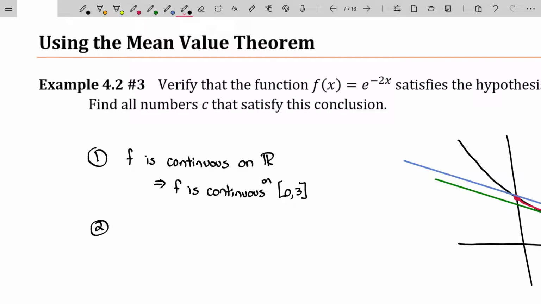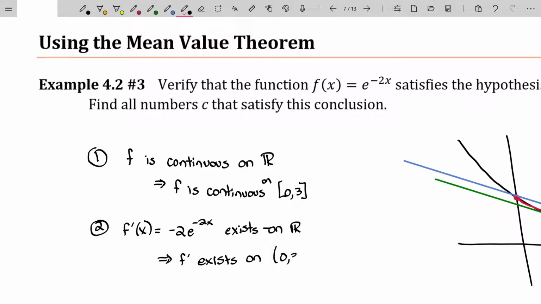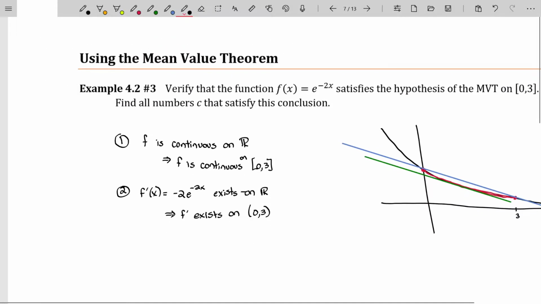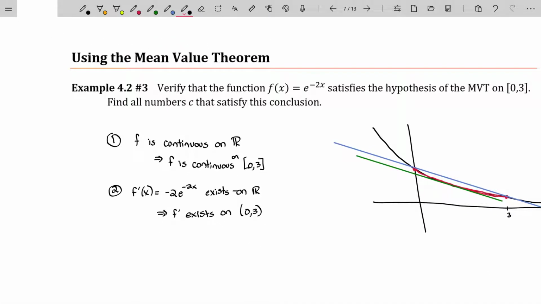Also, f prime of x, which is equal to negative 2 e to the negative 2x, exists for all real numbers, which implies f prime exists on the open interval 0 to 3. That's all. Those are the only two conditions you need to use the mean value theorem.